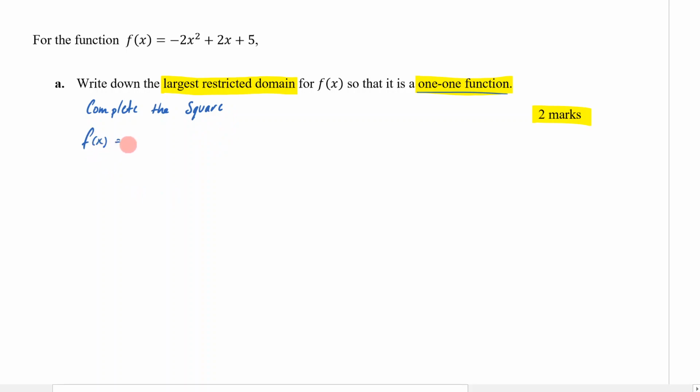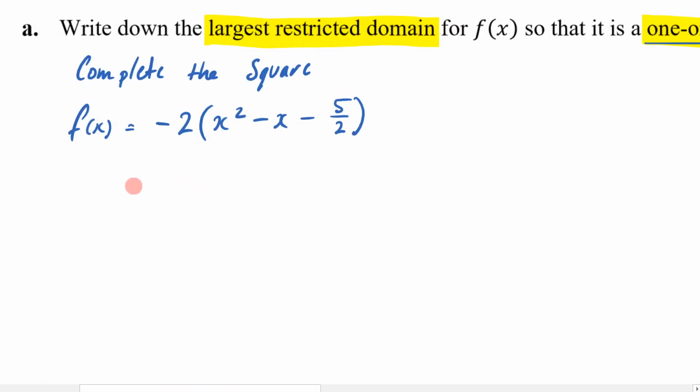And now what we're going to have to do is pull out this negative 2. I'm going to pull this out, and I'm going to be left with x squared minus x minus 5 on 2. And then once I've done that, the next thing that I'm going to do is go equals negative 2 x squared minus x. Now remember, I'm going to take the coefficient of this, which is negative 1. I'm going to halve it, which is going to be negative a half. Then I'm going to square it, which is going to be plus 1 on 4. And then I'm going to minus 1 on 4. And then I'm going to put minus 5 on 2 here.